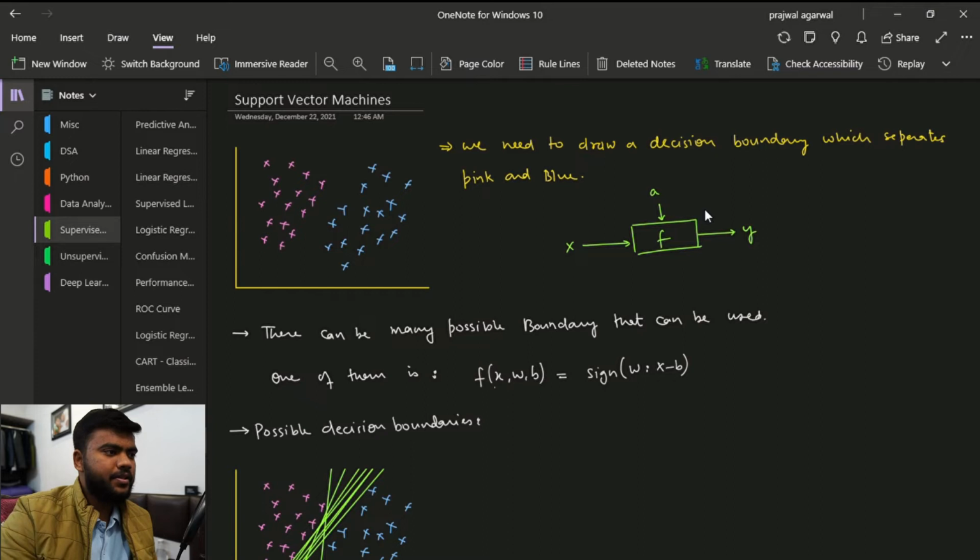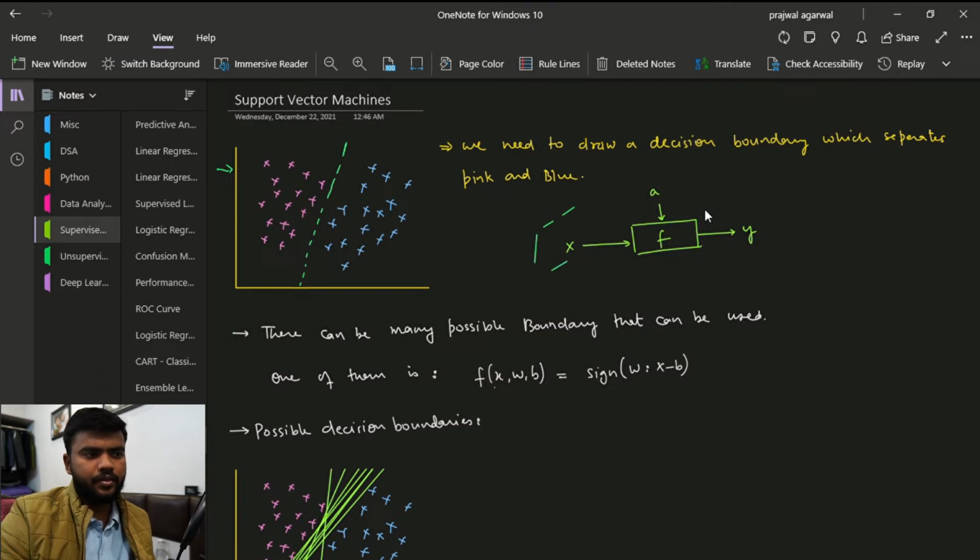Hi, in this video we are going to extend our discussion to support vector machines. As you can see on the screen, suppose we have this sample data set. We have pink points and blue points, and our task is to create a decision boundary between these points so as to separate pink and blue points.